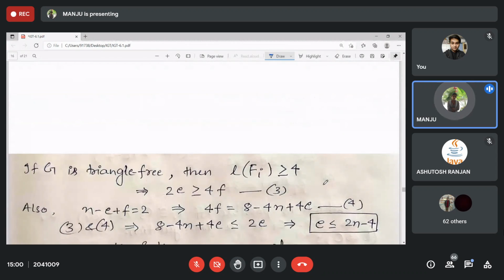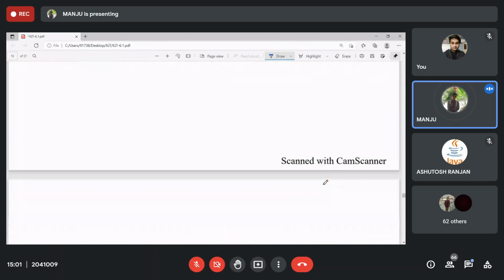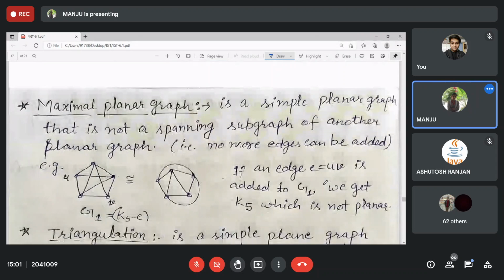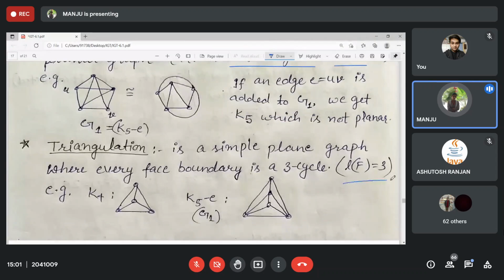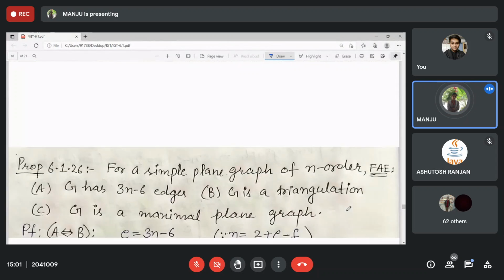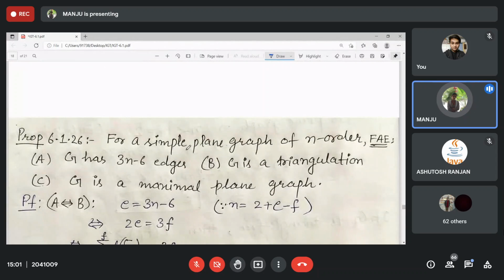And maximal planar means the planar graph in which we cannot add any more edges, right? Any edges. And triangulation means the length of every face is 3, right? And the last result for the day is for a simple plane graph, the graph should be simple. G has exactly this number of edges. G is a maximal plane graph. And G is a triangulation, which means every face is isomorphic to C3 or K3, right?